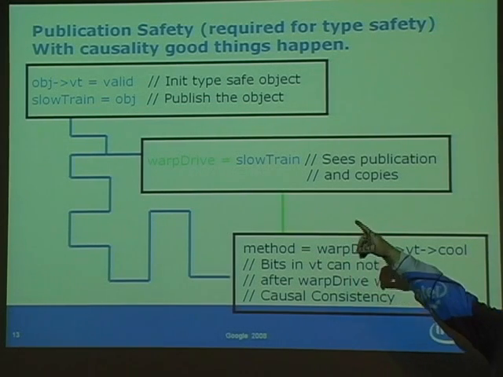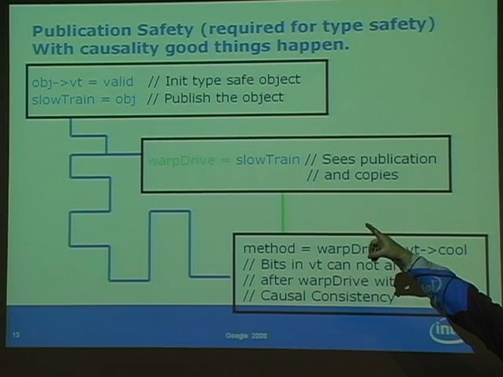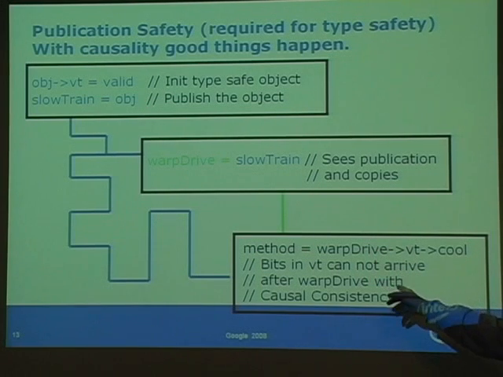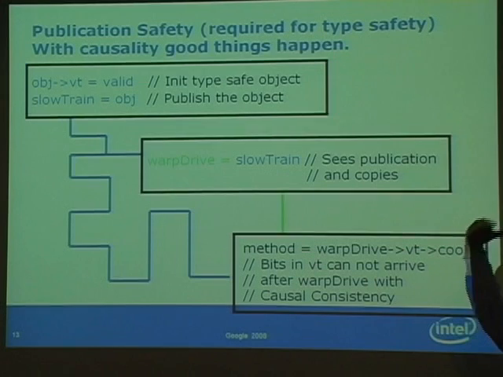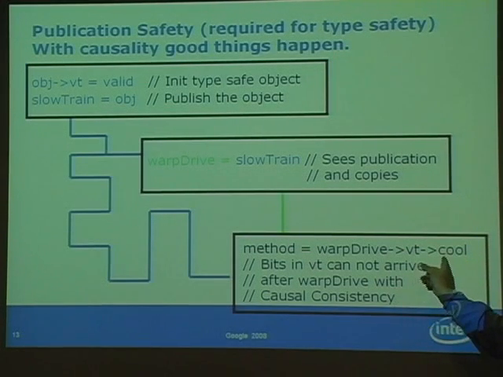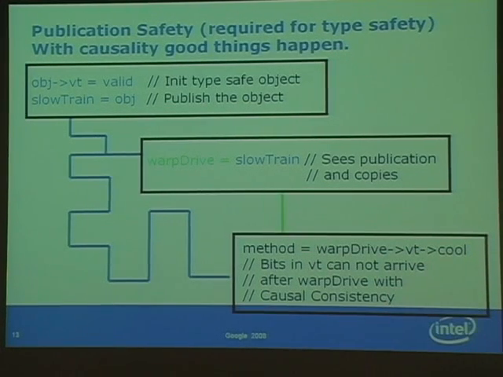So that rule is here to make sure that if anything from processor 0 can make it to processor 3, then everything before that will make it. If it didn't, then you'd have this problem. So that's publication safety, and that's exactly why we put this rule in, to support high-level languages that require type safety.